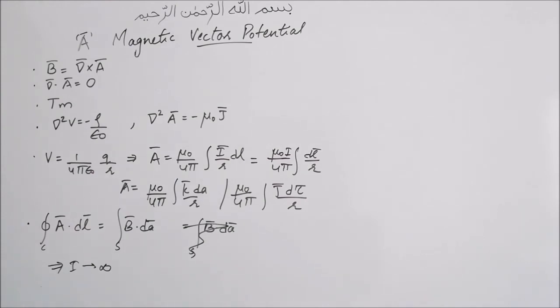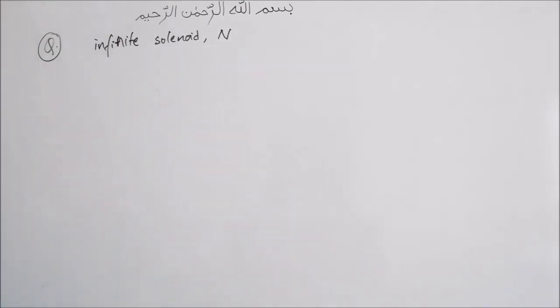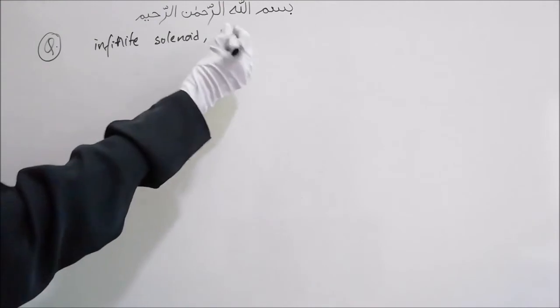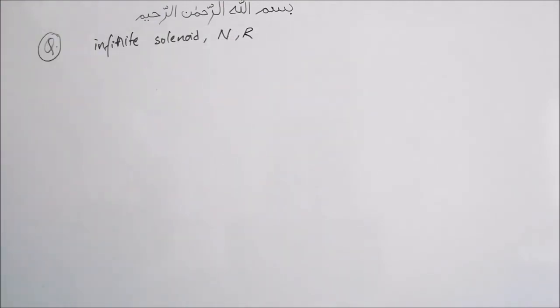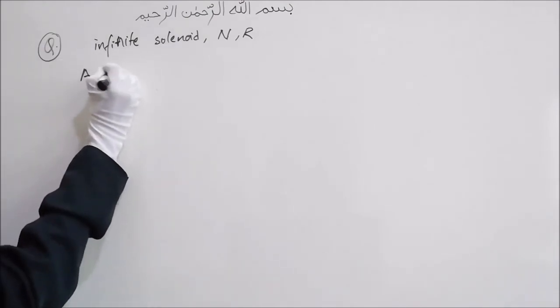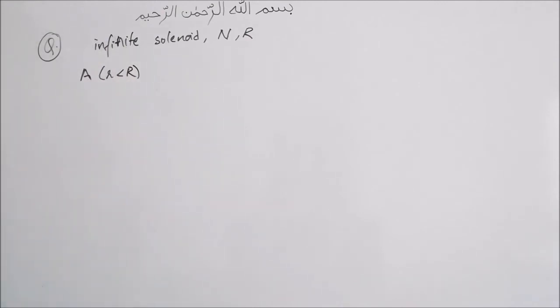Let's look at some examples. The question is as follows. We have an infinite solenoid with n turns per unit length, and the radius of the solenoid is R. We have to find the magnitude of the vector potential A for the region r less than R, that is, inside the solenoid. We have to find the value of A.